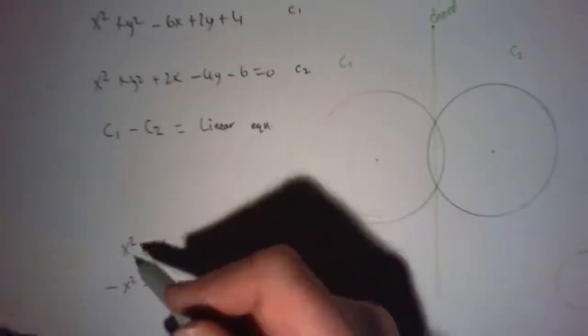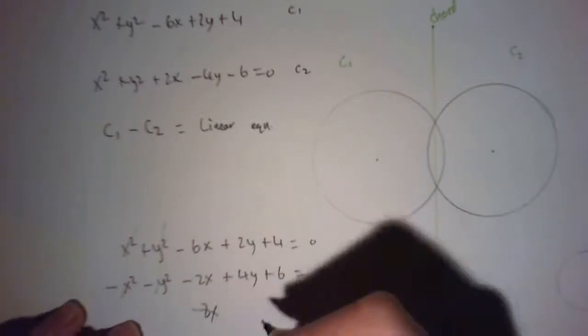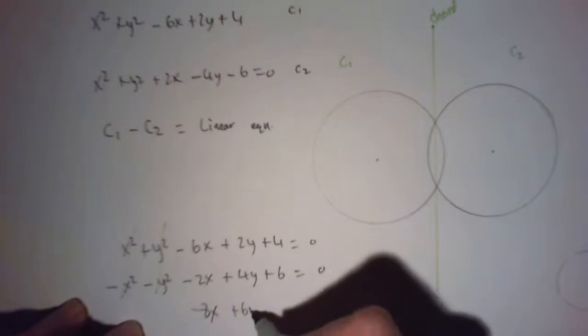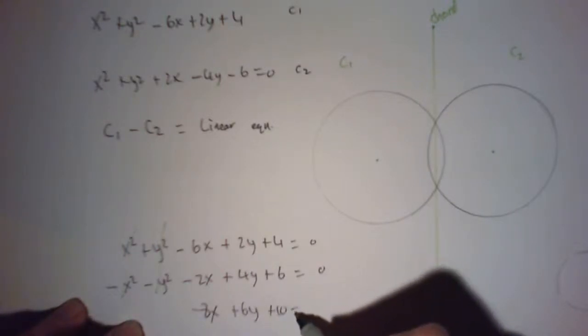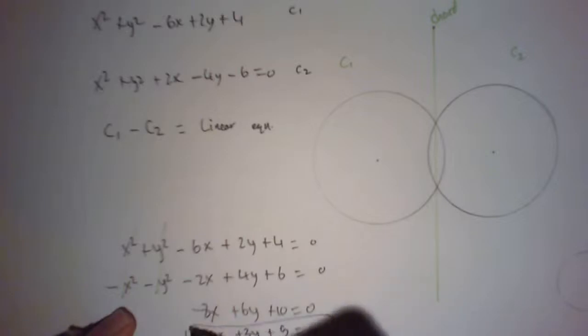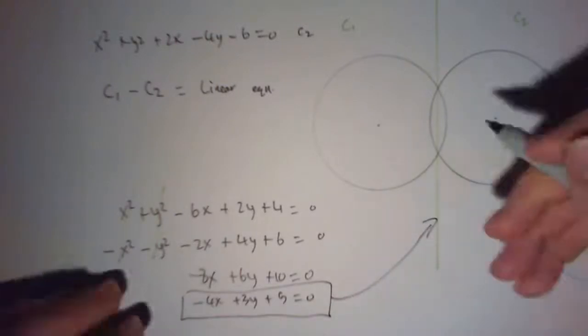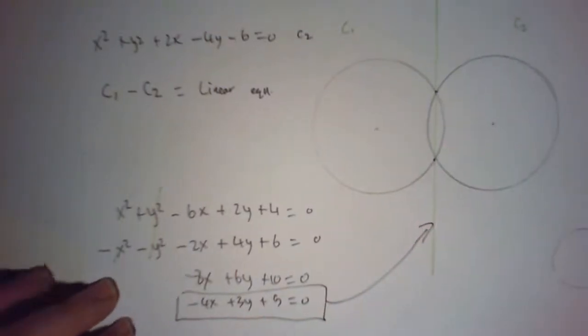Now watch. Gone, gone. Minus 8x plus 6y plus 10 equals 0. Okay, that will simplify: minus 4x plus 3y plus 5 equals 0. And there you have what you need. That's the line. Now, how would I find these points is probably a harder question.